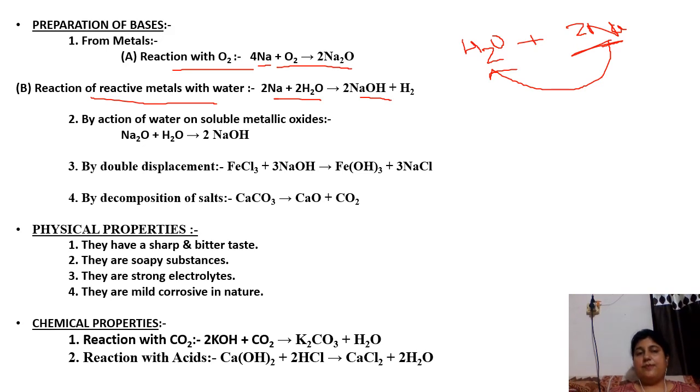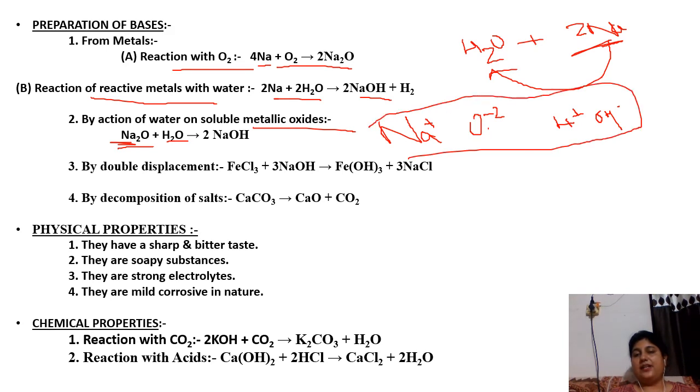Third is bimetallic oxide. When metallic oxides are dissolved in water, this will split into Na positive and O2, O minus 2. ठीक है? And water in H positive and OH negative. They get combined with each other. ये सब आपस में combined हो जाता है and it result in the formation of NaOH.